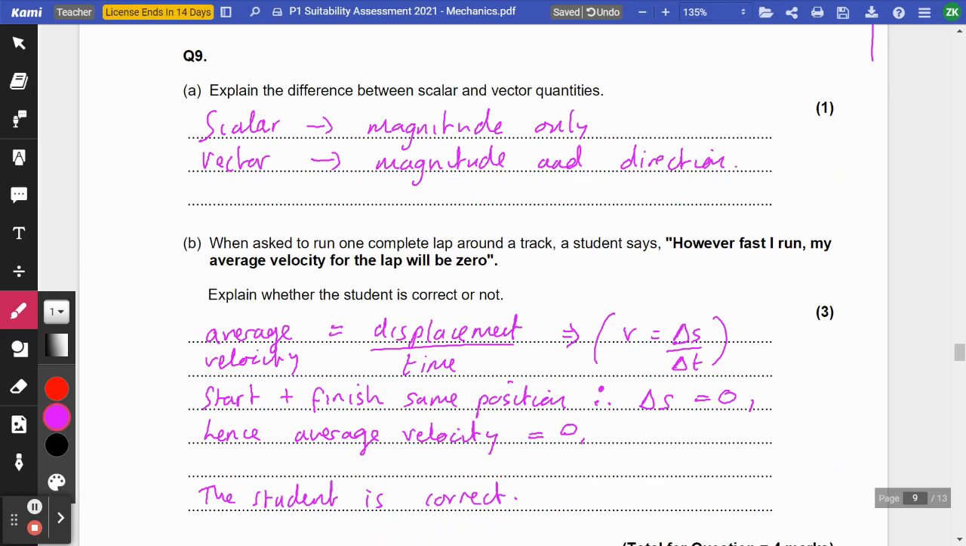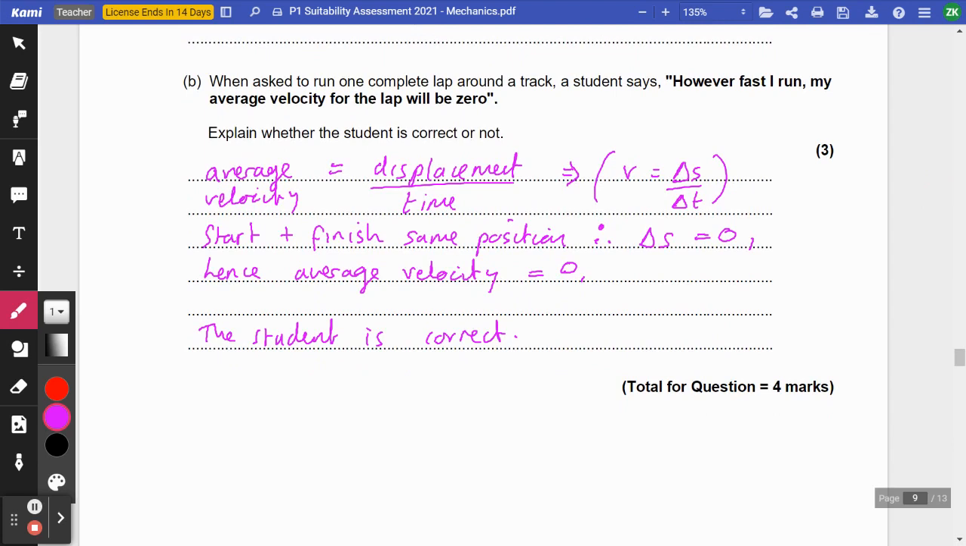Question 9. Explain the difference between scalar and vector quantities. This is a definition from GCSE also. A scalar is a value with no direction, magnitude only. A vector has a size, a value, and a direction associated with it.